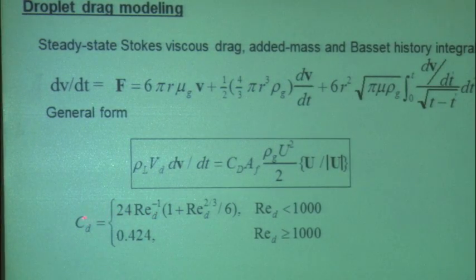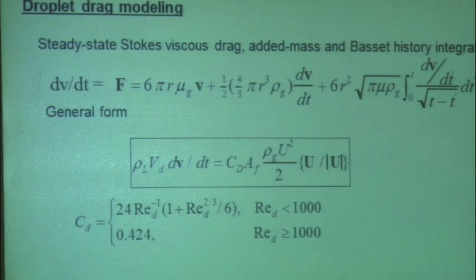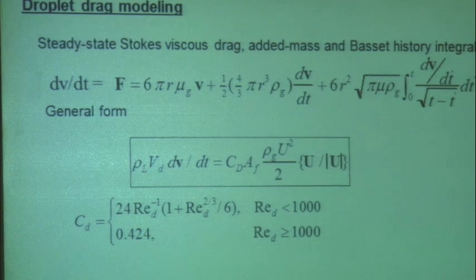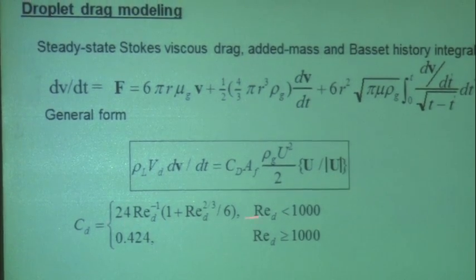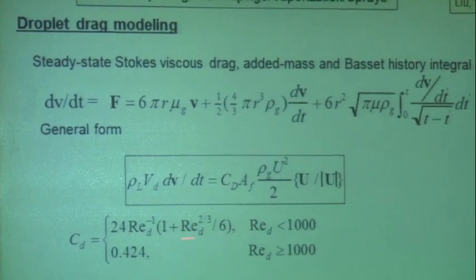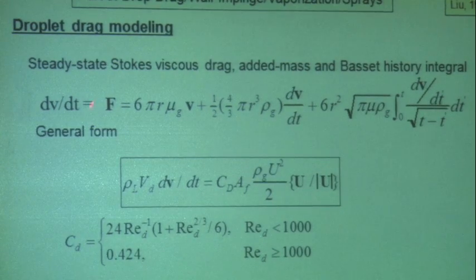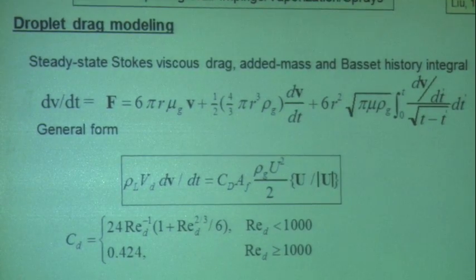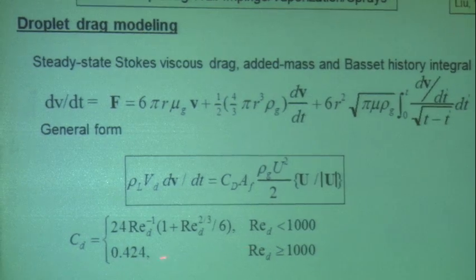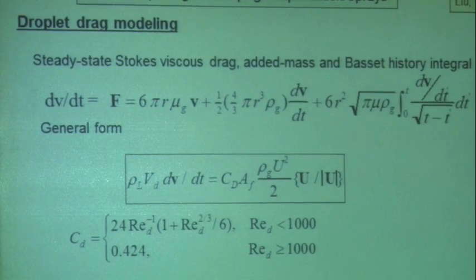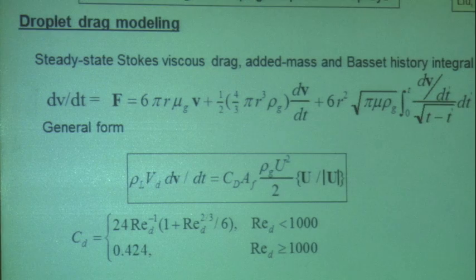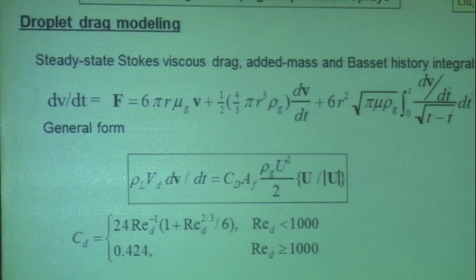Okay, so the drag coefficient, well, it depends on the Reynolds number. And here the Reynolds number is based on the gas phase viscosity, all right? For low Reynolds numbers, we use basically the laminar flow or Stokes drag part of the drag coefficient. Whereas for high Reynolds numbers, we use the turbulent drag coefficient, which is basically just a constant. So that's how the drag coefficient is calculated, and hence the acceleration or deceleration of the drops.